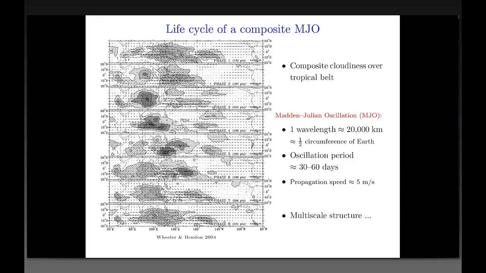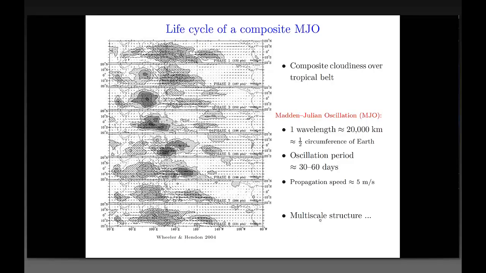And what you can notice from this slide is just how huge this thing is. This has a wavelength of about 20,000 kilometers or so, on that order of magnitude, about half the circumference of the Earth. One oscillation of the MJO takes about a month or two. And it has a really slow propagation speed of about 5 meters per second, much slower than a lot of the gravity wave propagation speeds.